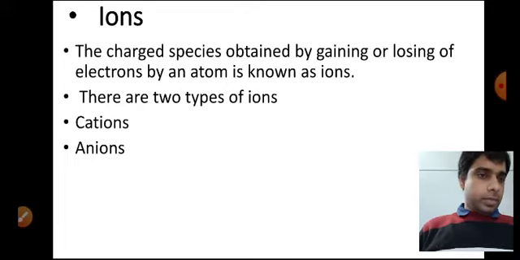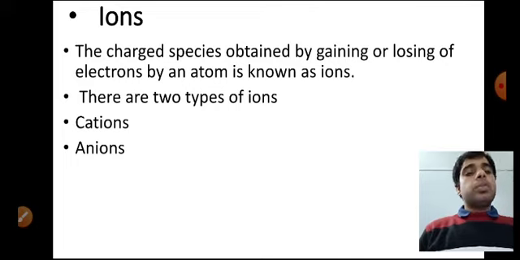This is the second video of class 9, and in this video we are going to discuss ions. The charged species which is obtained by gaining or losing of electrons by an atom is known as ions. Okay, so you should know how the ions will form first of all.